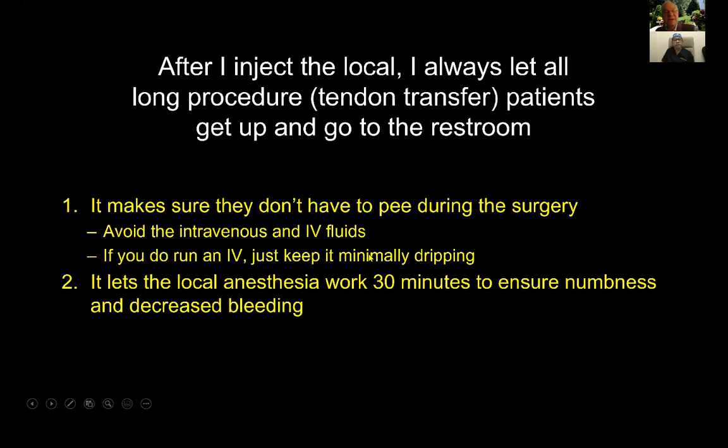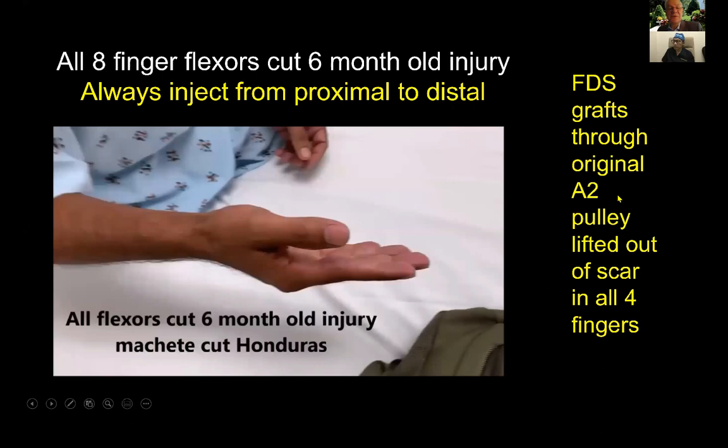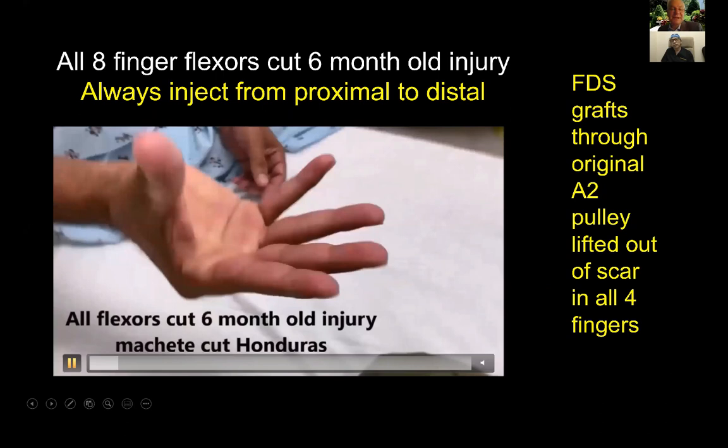If you have to have an IV because your anesthesiologist insists on it, then just shut it off for minimal dripping. But even antibiotics with Keflex, if you take Keflex by mouth, you have 90% of the bioavailability as if you give Ancef IV. So even antibiotics, we just give them by mouth, especially Keflex. Always inject from proximal to distal. So this man had 8 flexor tendons all cut with a machete 6 months before I met him in Honduras.